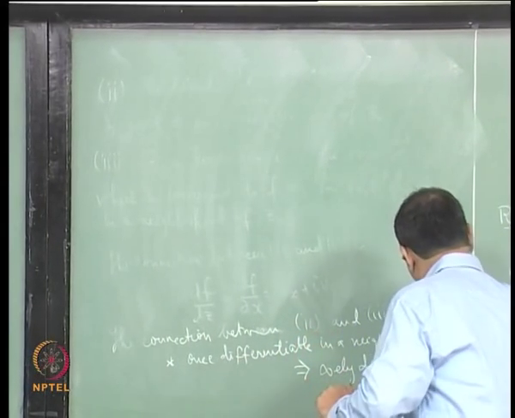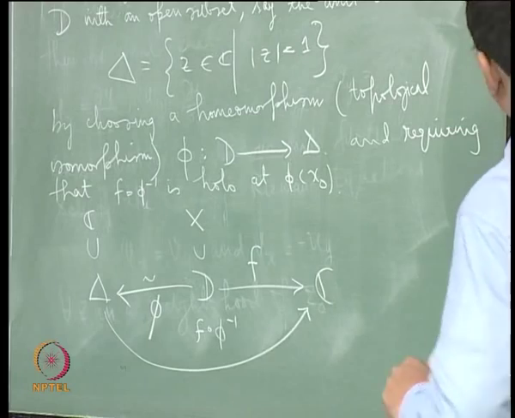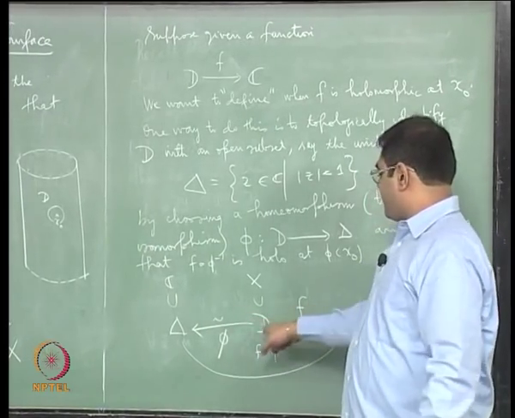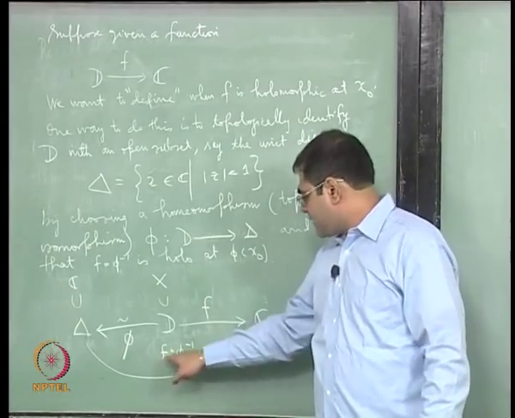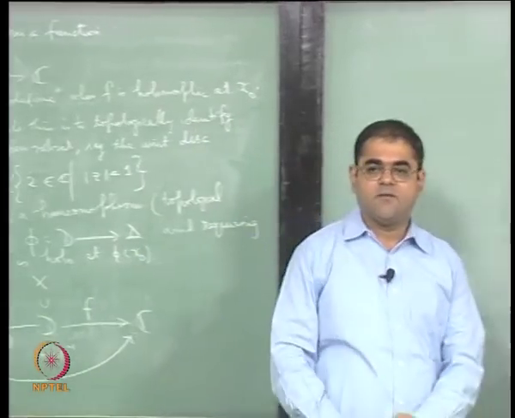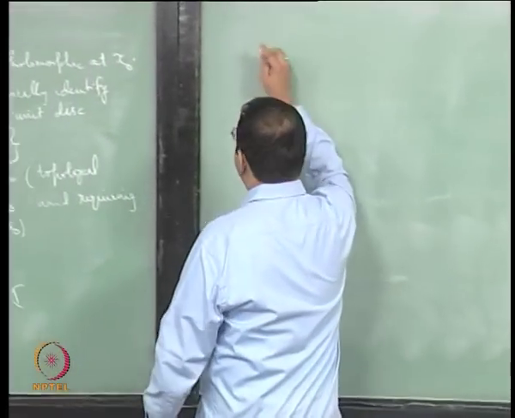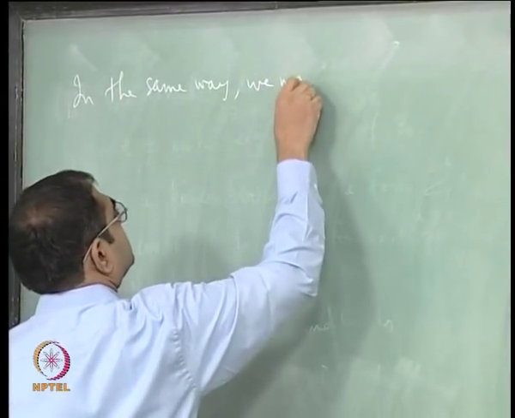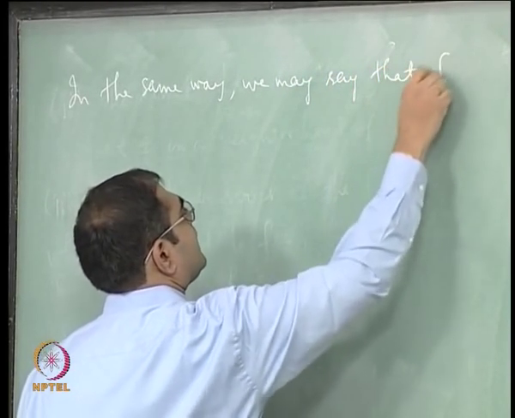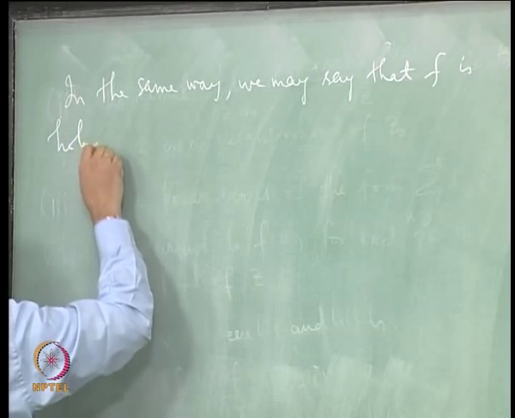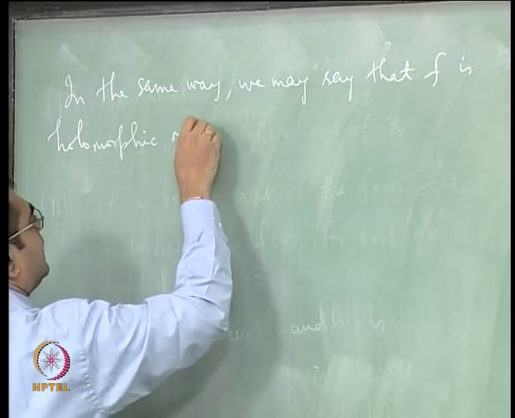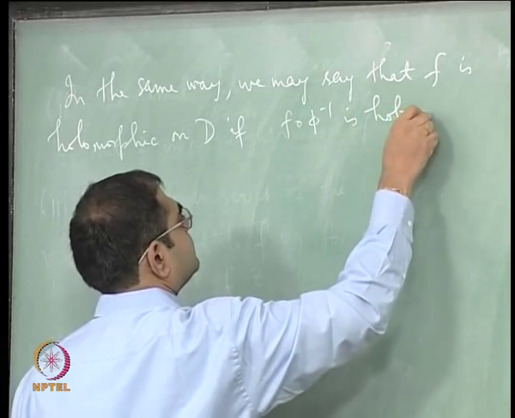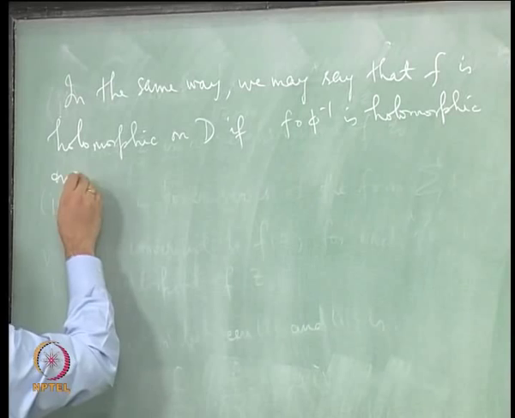In fact, let me also say that I can now extend this definition not only to the point x0 of D, but to all points of D. So I can say f is holomorphic on D if f circle phi inverse is holomorphic on delta, because that way I have covered every point of D. So you see, in the same way we may say that f is holomorphic on D if f circle phi inverse is holomorphic on delta.